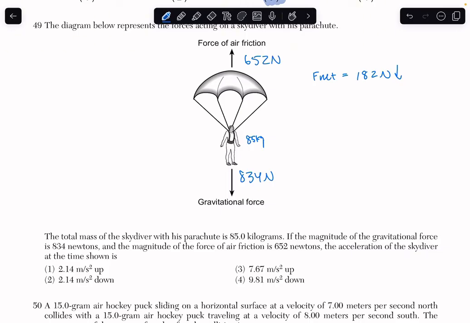It's going downwards. Now we could use F net equals ma to get the acceleration, because that's what we're trying to find. We already know the mass, so just plug in 182 newtons equals 85 times the acceleration. So our acceleration is 2.14 meters per second squared, and since the whole force is going south, this acceleration is going south too.